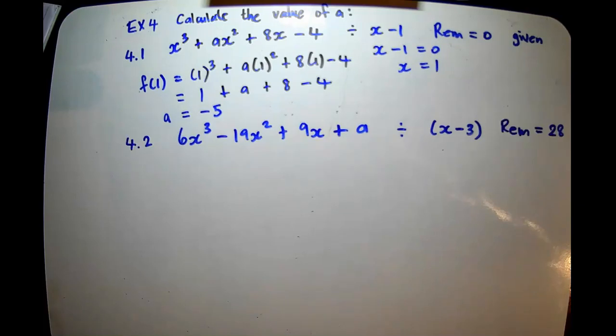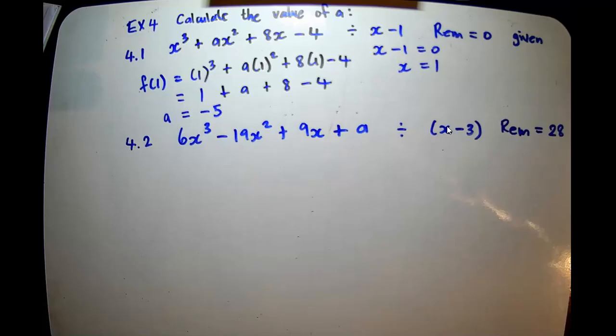The next question. 6x cubed minus 19x squared plus 9x plus a divided by x minus 3. The remainder is 28. So all we're going to do here is at the end of it, we're going to let all of this equal to 28. Please note in the previous example, in 4.1, all of that was equal to 0. Why? Because the remainder was 0. So in other words, here there's a 0 there. Okay, so in this example, here it will be equal to 28.